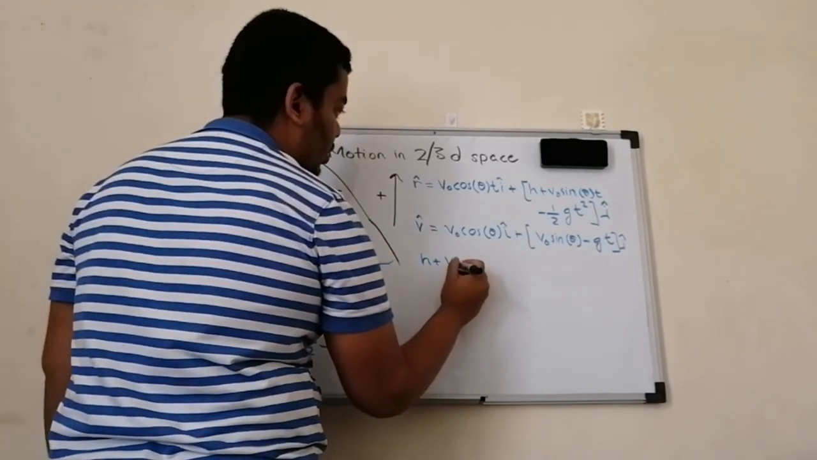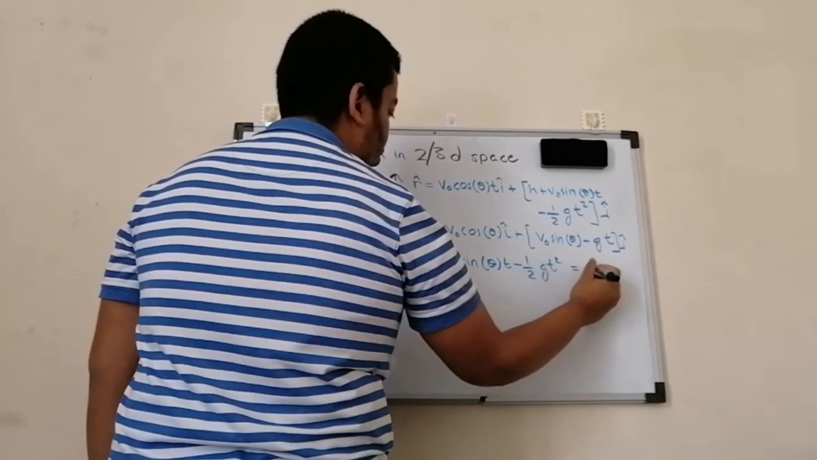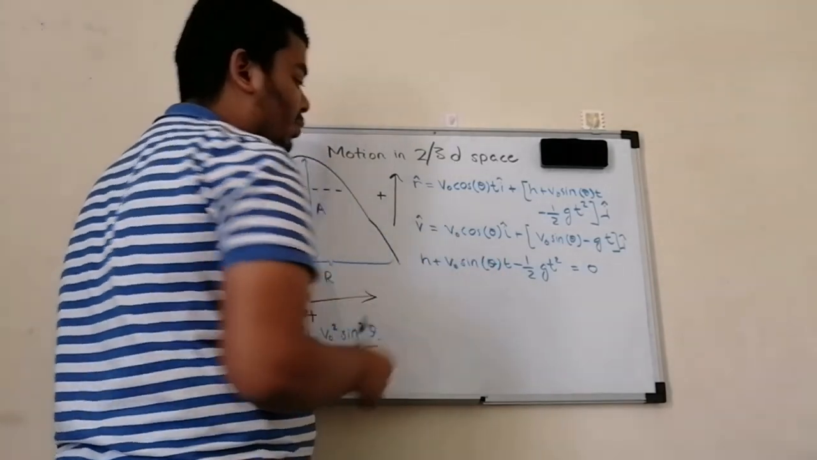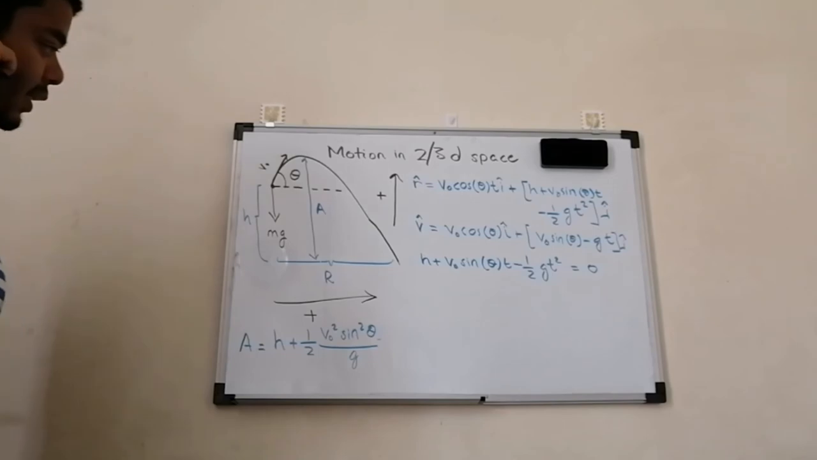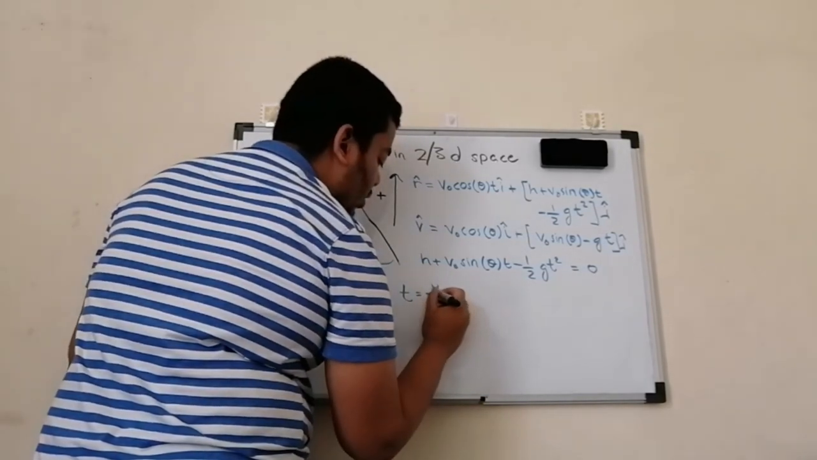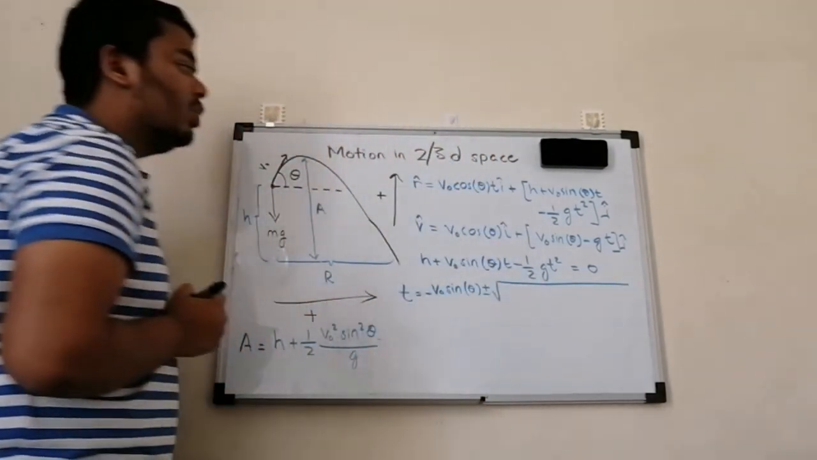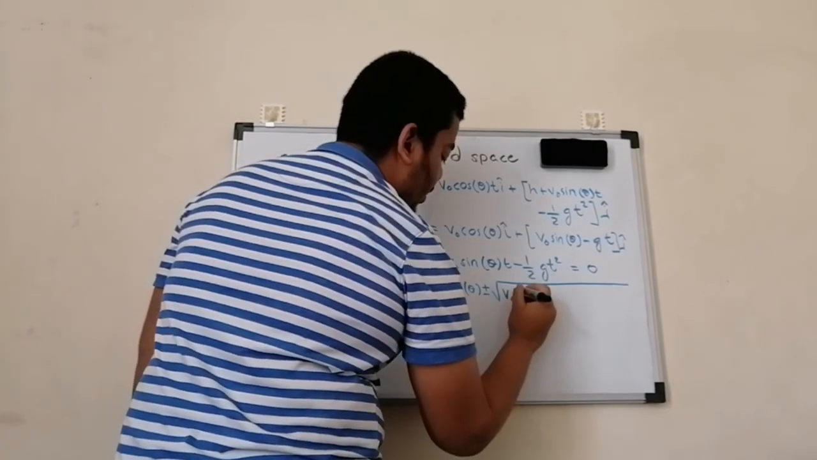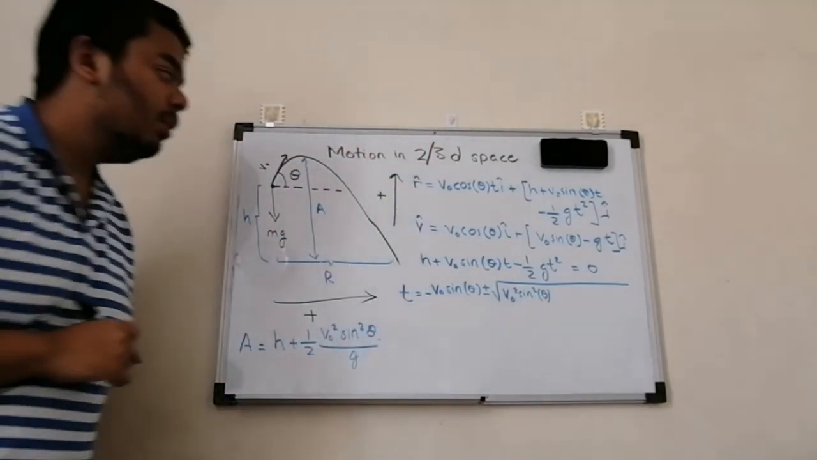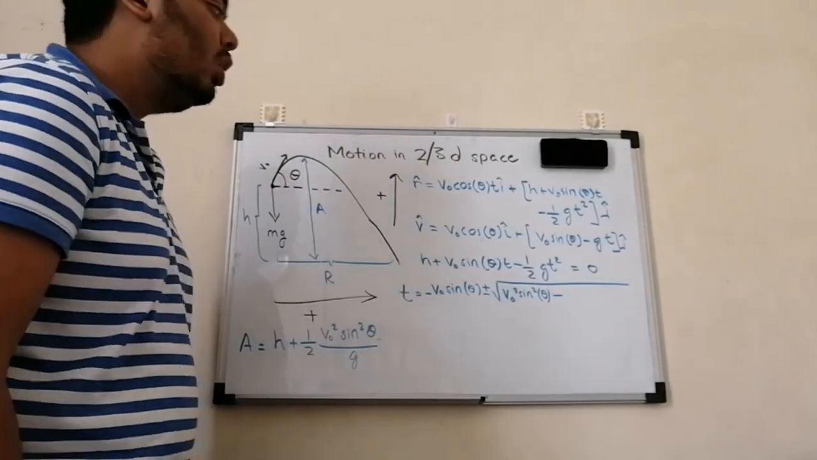So the vertical component will be zero: h plus v naught sine theta t minus 1 upon 2 g t squared is equal to 0. So the vertical component of the position vector is 0. What we can do is make t the subject of the formula using the quadratic equation. The quadratic equation says that t is equal to negative v naught sine theta plus minus the square root of v squared sine squared theta minus 4 into a into c. So c is h, so 4 into h into 1 upon 2 g t squared, so you will get 2 h g.